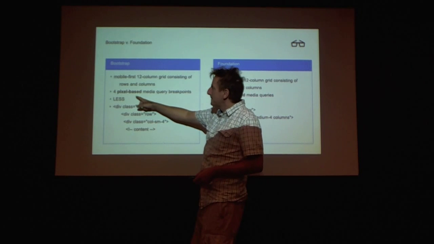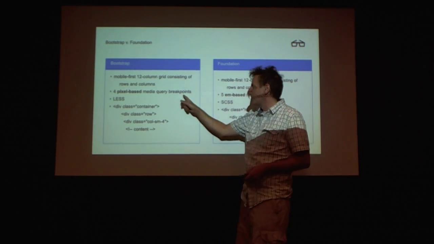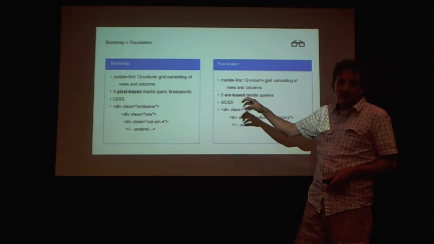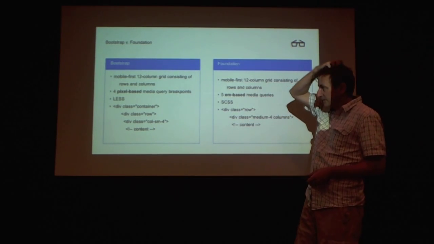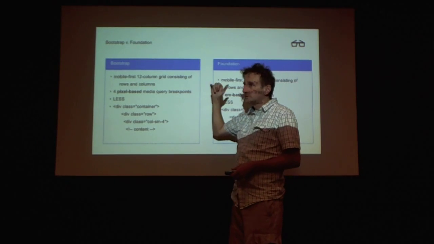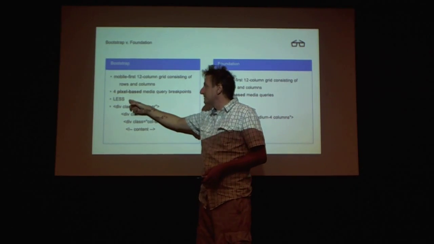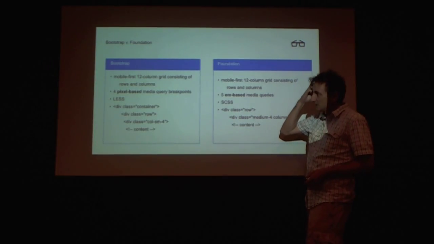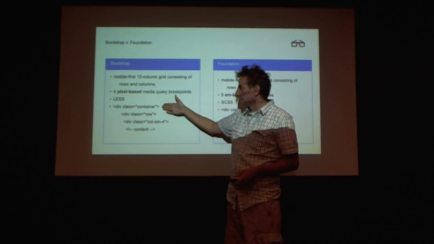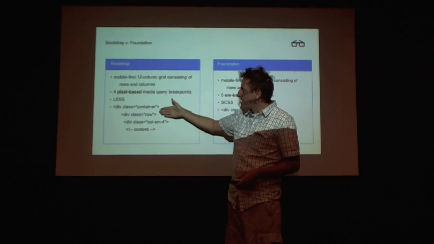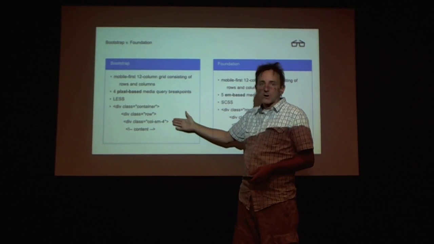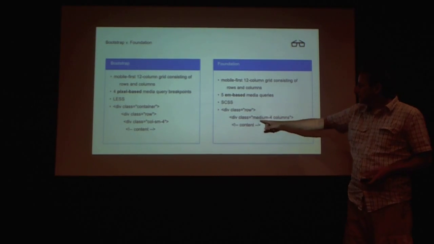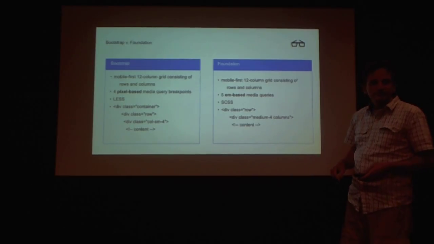Bootstrap is a pixel-based media query system, and Foundation is em-based. It's a very subtle distinction, but it's important if you start working in pixels and ems. And Bootstrap's compiled CSS is in Less, and Foundation's is in Sass. We'll talk a little bit about that too. This is a snapshot of what some of the code looks like for your container, your row, and your small columns in Bootstrap, and here's the Foundation row, medium 4 columns, and then content.